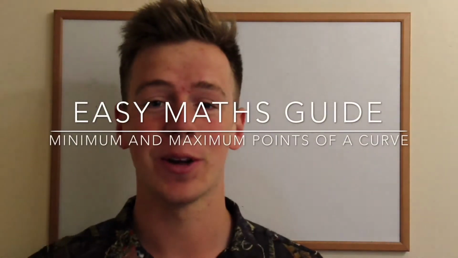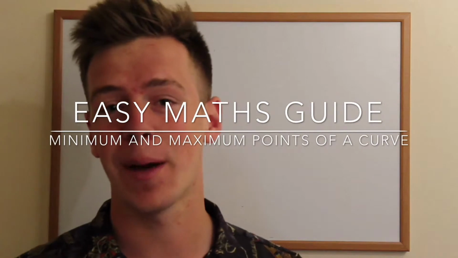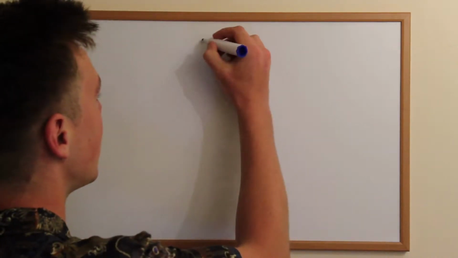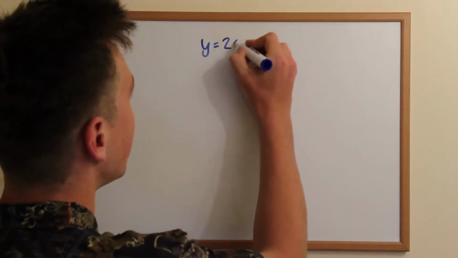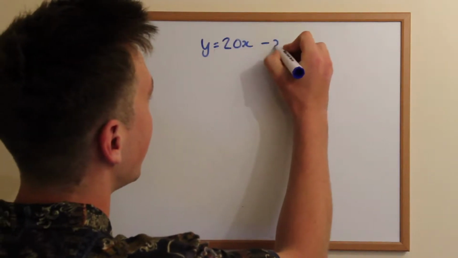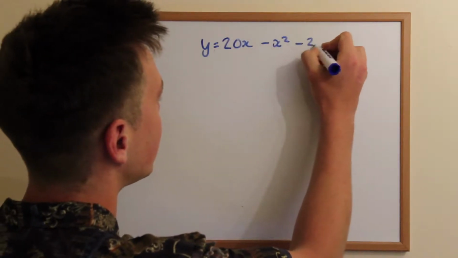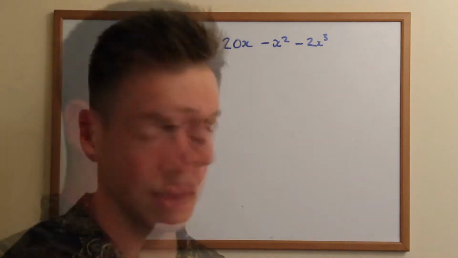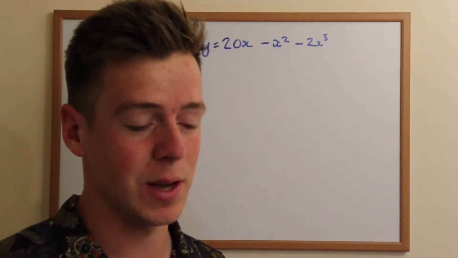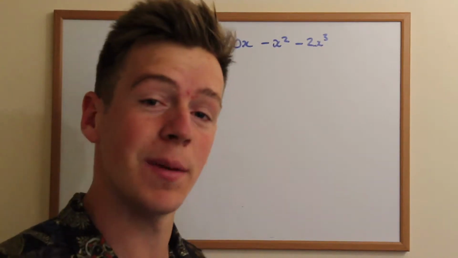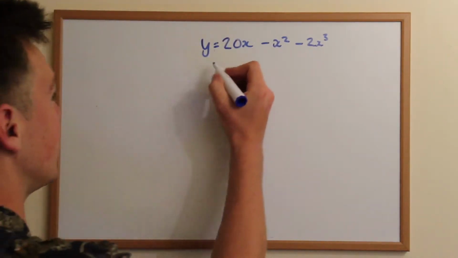In this video I'm going to be teaching you how to find the minimum and maximum points of a curve. So for example, if you have a curve with the equation y equals 20x minus x squared minus 2x cubed. This question comes from the June 2017 paper, and it tells us that there is a stationary point at M where x equals -2.